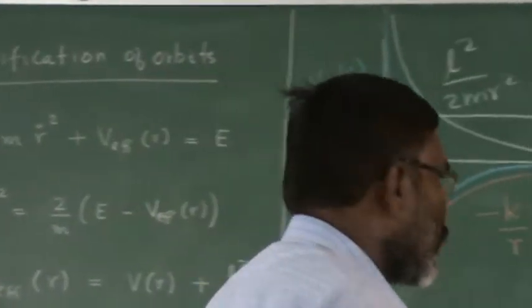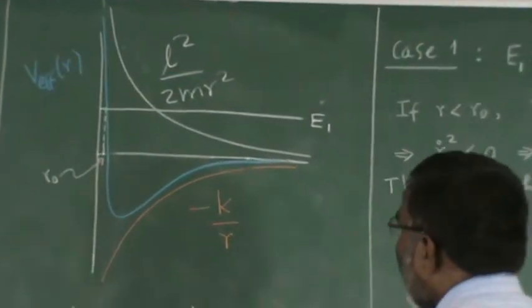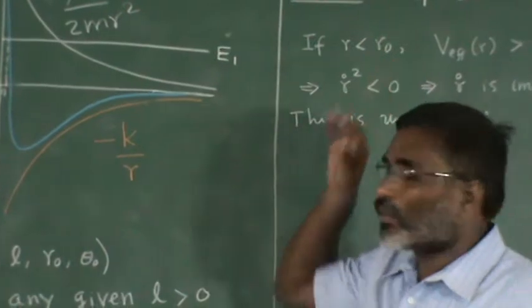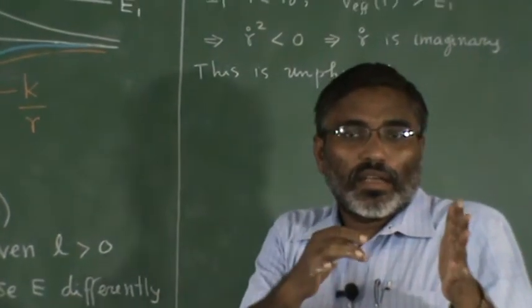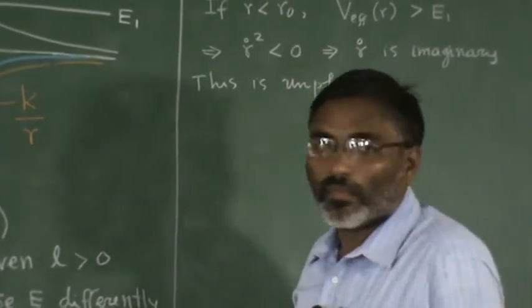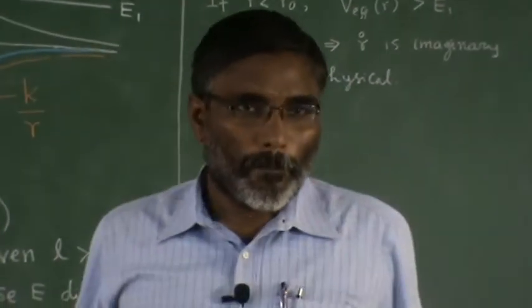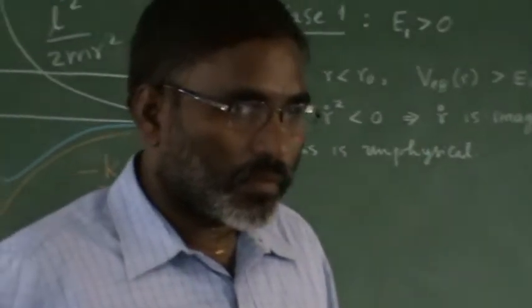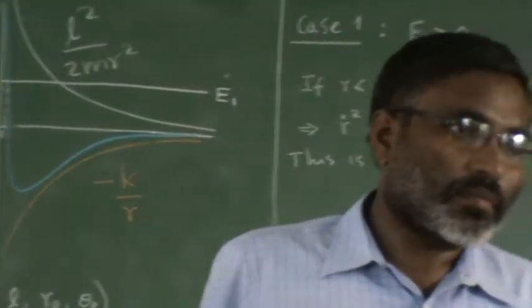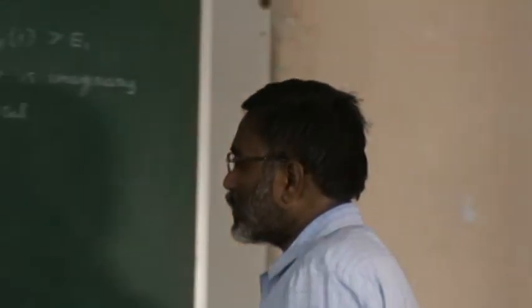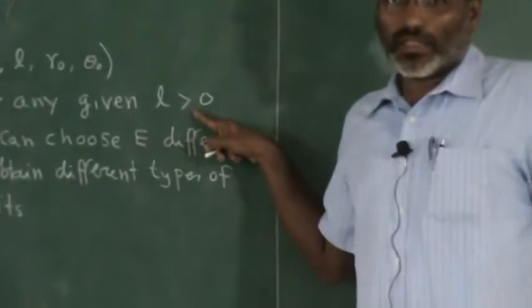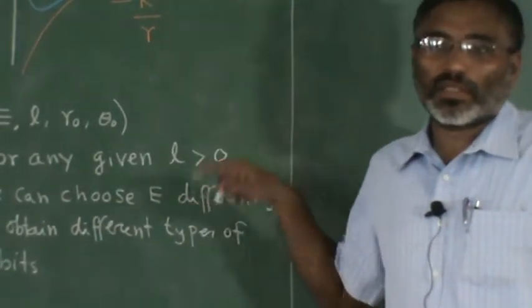Okay? So R can go to infinity, but it cannot go beyond a minimum distance. That distance, that total energy is not possible. That is for a given angular momentum, right? If you take angular momentum L to 0, then it can go and fall at the center. So this is for any given L greater than 0. All this discussion is for a positive L.